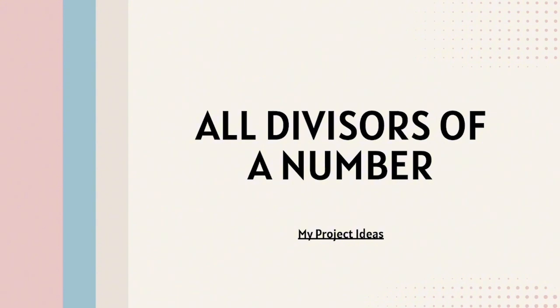So today's topic is all divisors of a number. I suppose you guys know what divisors of a number imply. Suppose a number is 4, the divisors of the number are the numbers which divide 4 completely, like 1, 2 and 4. So what are the divisors of the number 4? They are 1, 2 and 4. Simple, easy peasy. So let's move forward and see what interesting stuff we have for this concept.